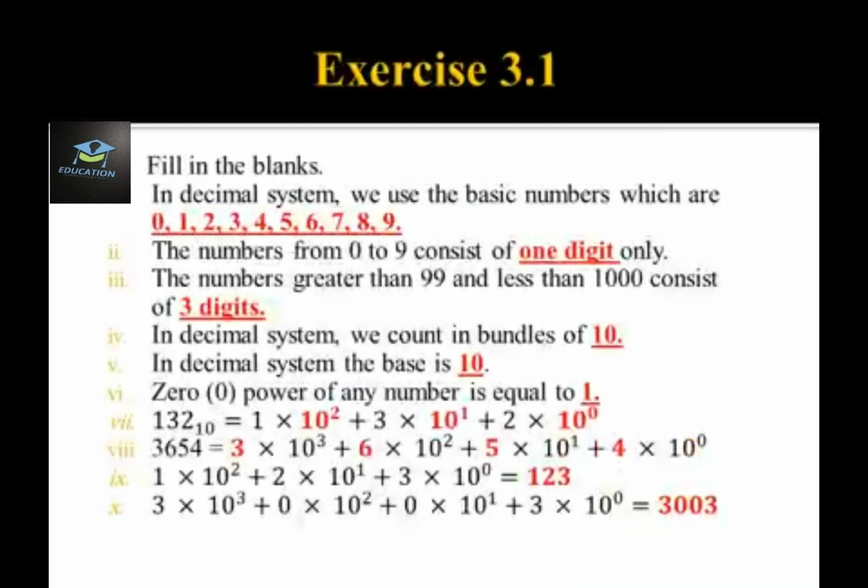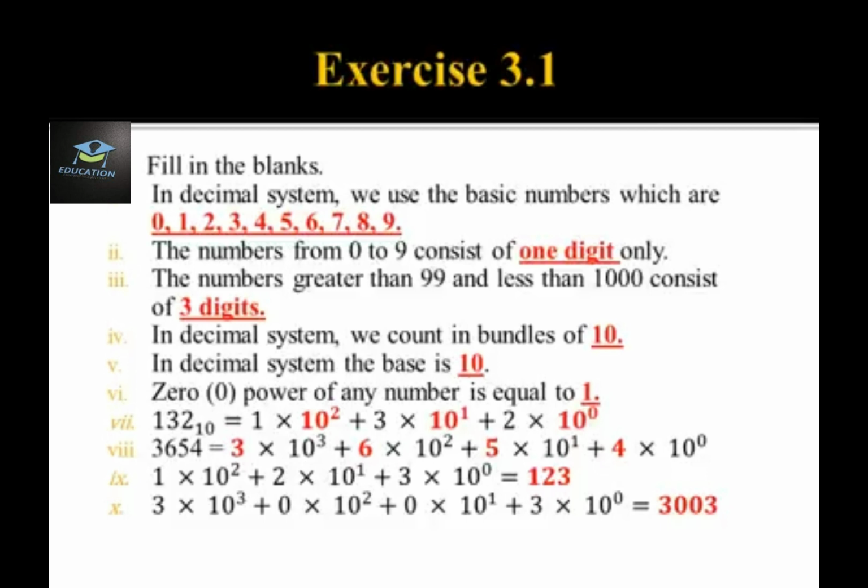Exercise 3.1, we have fill in the blanks. Question number 1. First part: in decimal system we use the basic numbers which are 0, 1, 2, 3, 4, 5, 6, 7, 8, 9. The numbers from 0 to 9 consist of one digit only. So we have only one digit.